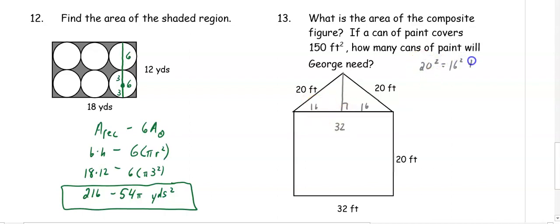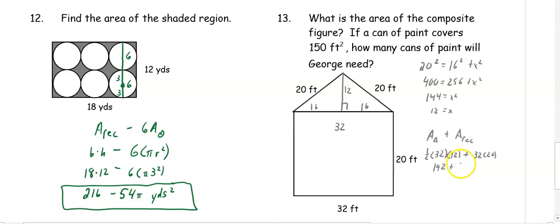20 squared equals 16 squared plus x squared. 400 equals 256 plus x squared. 144 is equal to x squared, so x is 12. So we can find the area of the triangle plus the area of the rectangle. So the area of the triangle is 1/2 base times height, so 1/2 times 32 times 12, plus the area of the rectangle, which is base times height, 32 times 20. So we get 192 plus 640, which equals 832 feet squared.